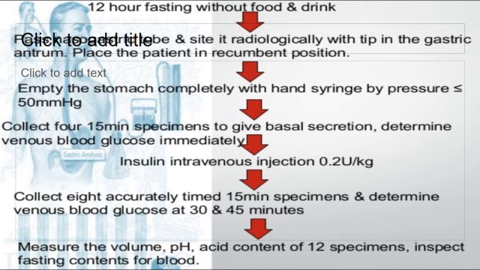Then 15 units of soluble insulin is injected intravenously and about 10 ml of gastric contents are collected at an interval of 15 minutes for 2.5 hours. The samples are analyzed for free and total acidity, peptic activity and presence of blood, bile, starch, etc.